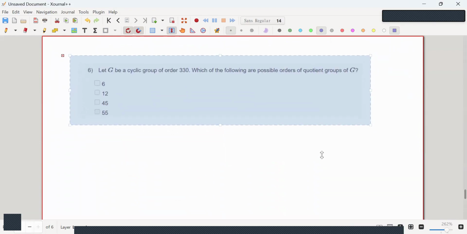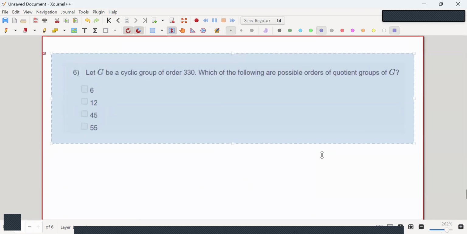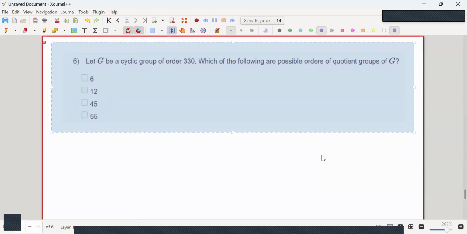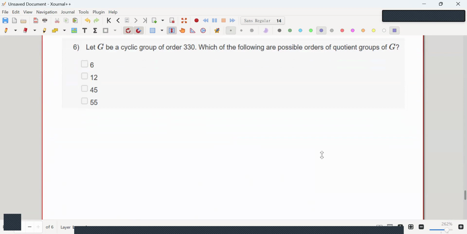Let G be a cyclic group of order 330. Which of the following are possible orders of the quotient groups? 6 and 55. Why? Well, only 6 and 55 divide 330. 12 and 45 don't divide it.